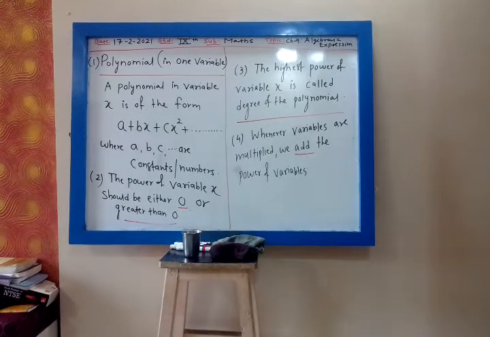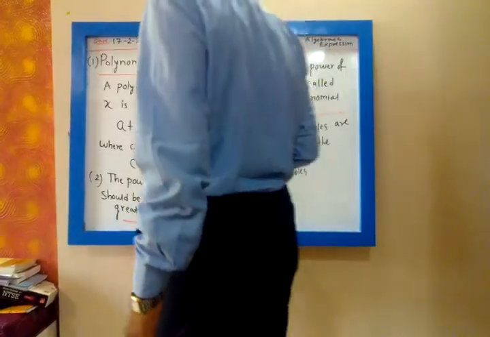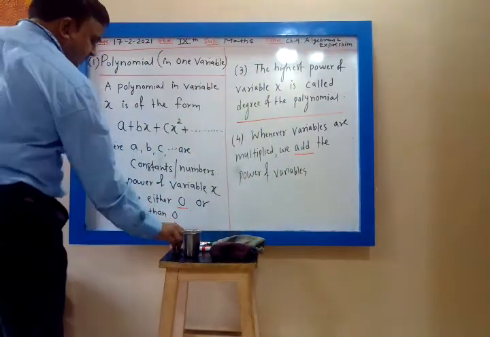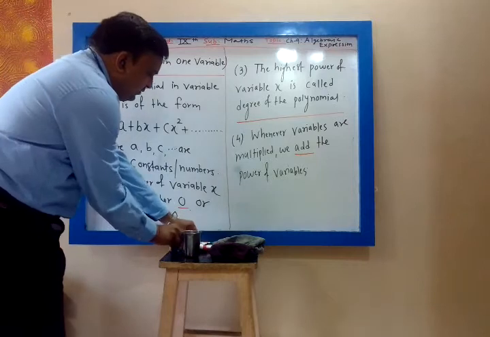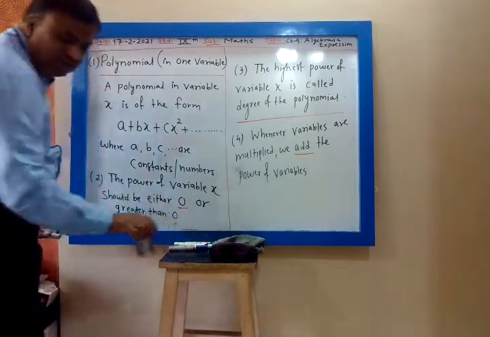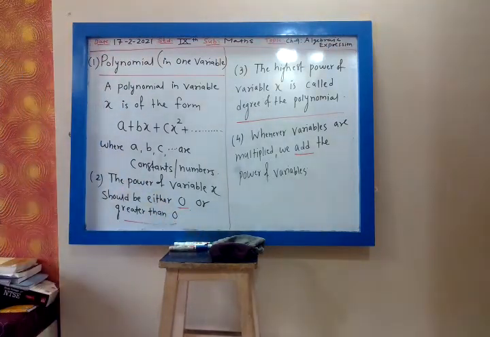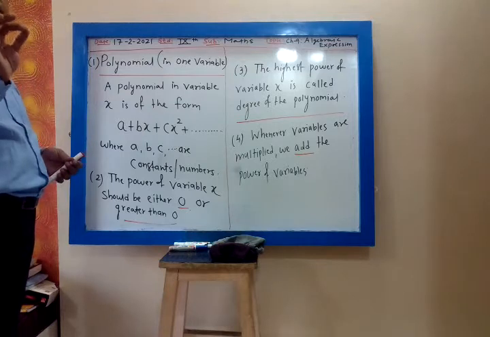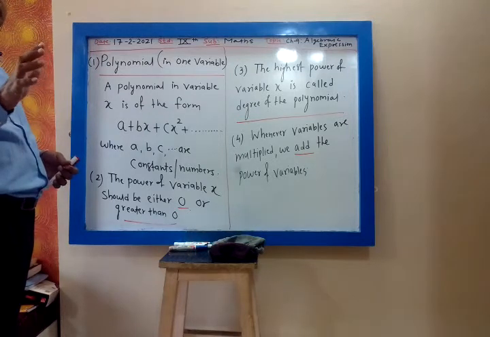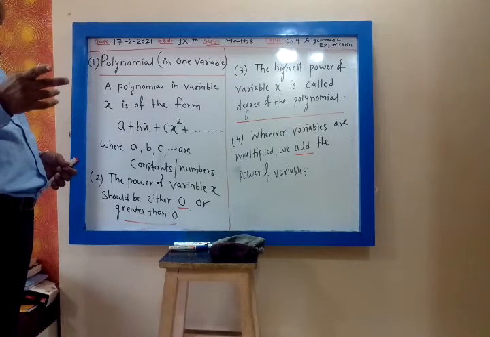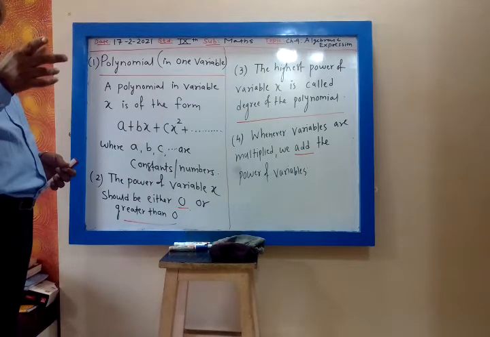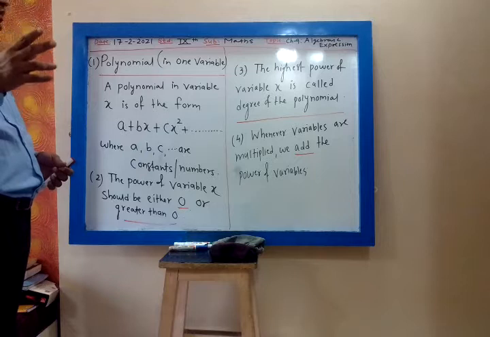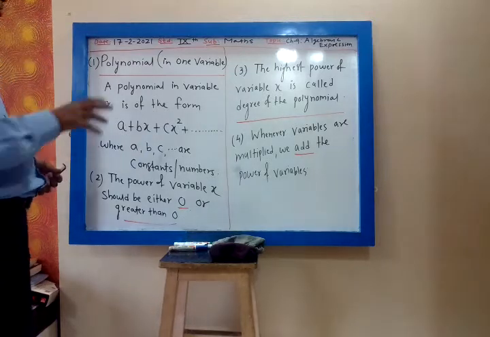Start writing. Polynomial. First point you write before 9.4. I have to explain this concept. Polynomial. 9.4. Polynomial. See, we have seen monomial means one term. Binomial means two terms. Trinomial means three terms. Multinomial means more than three terms. Now there is one concept, polynomial.